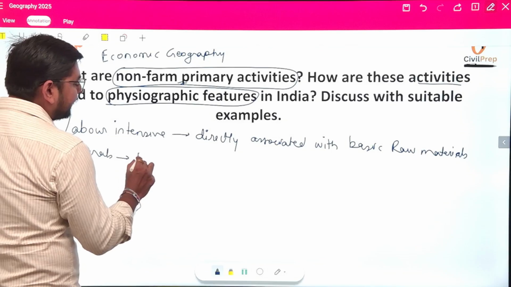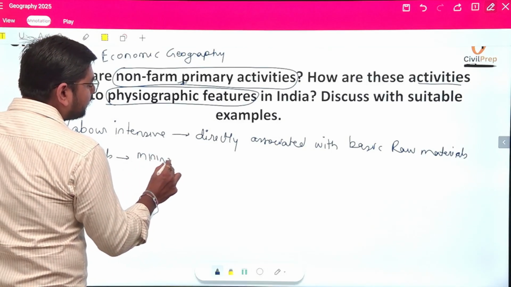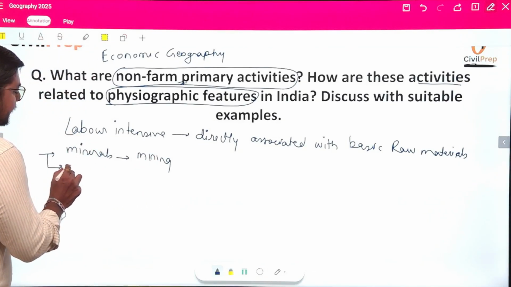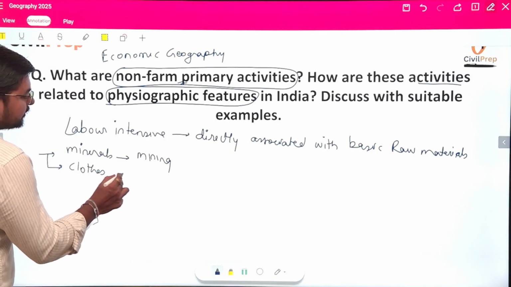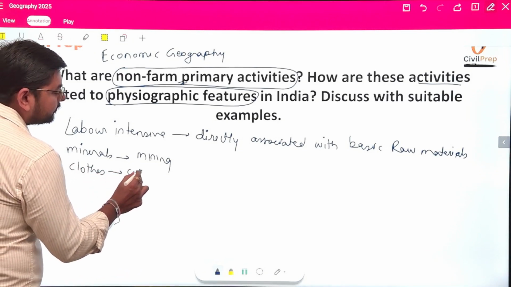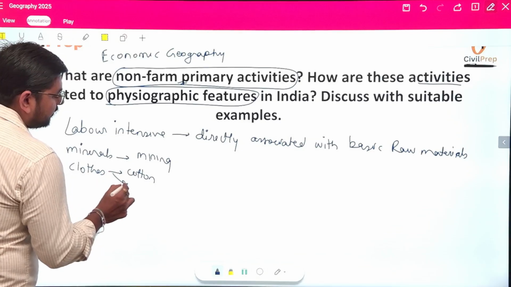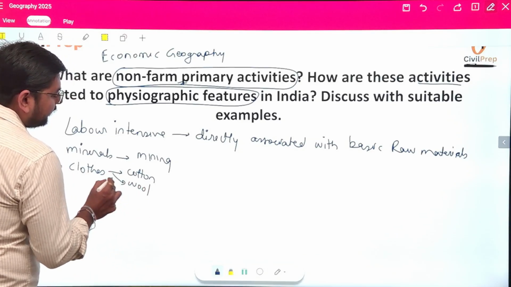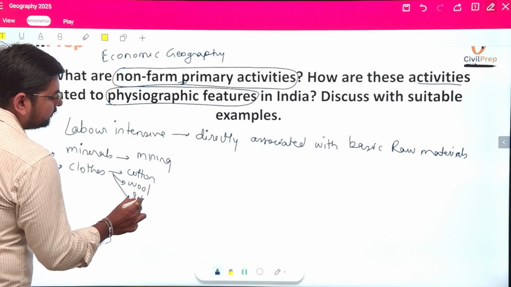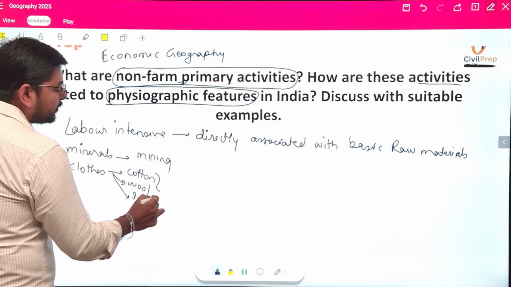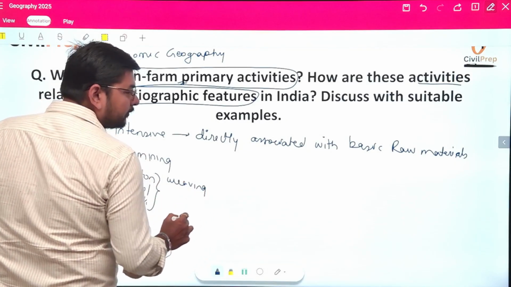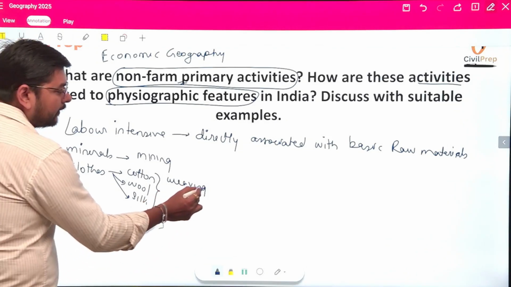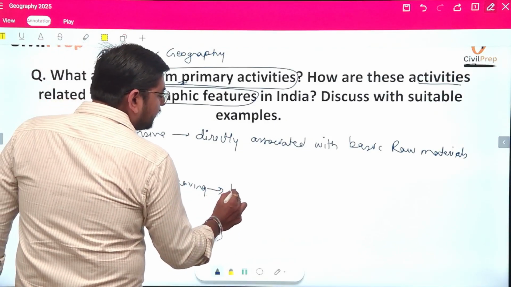Okay, for example, if I'm looking at minerals, so minerals में मैं कौन सी activity use कर रहा हूँ? Mining. Okay, if it is associated with the clothes, so I am using cotton, wool, silk, and इनसे associated there are weaving, weaving हो रही है, and there are certain traditional clothes.